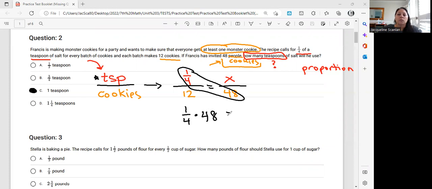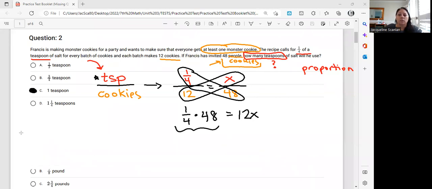And you could say that that's going to be the exact same as whatever 12 times x is. And then you could solve this equation that we've just created. All right, is it easier? No, but it might be the process that you prefer. So I'm going to go ahead and do what's on the left side first. I'm going to do 1/4 times 48. I'm going to make myself a little bit of extra room down here.